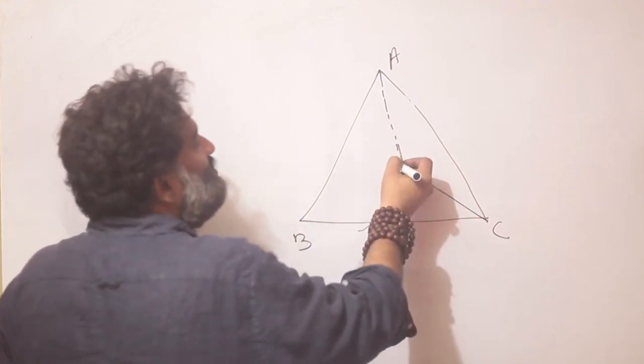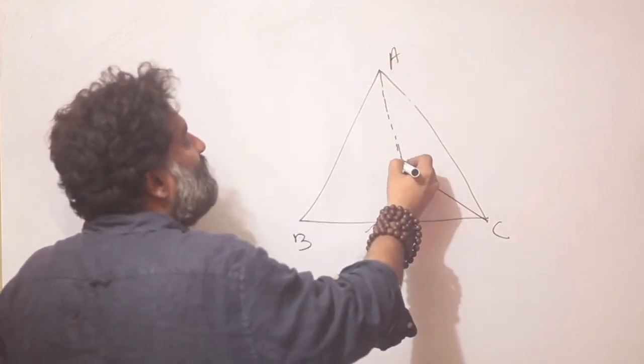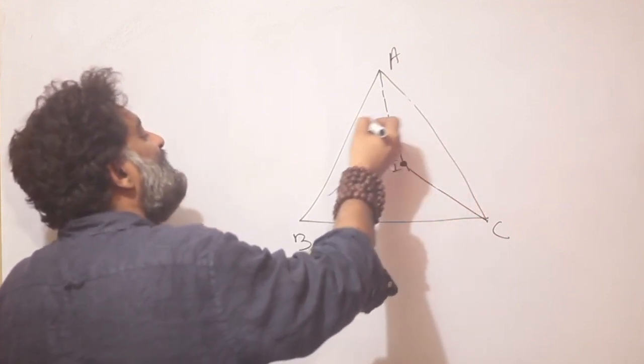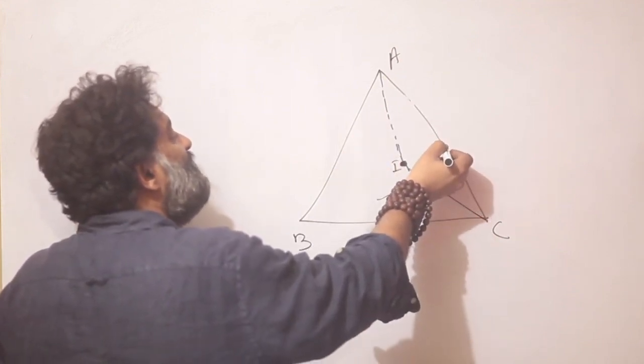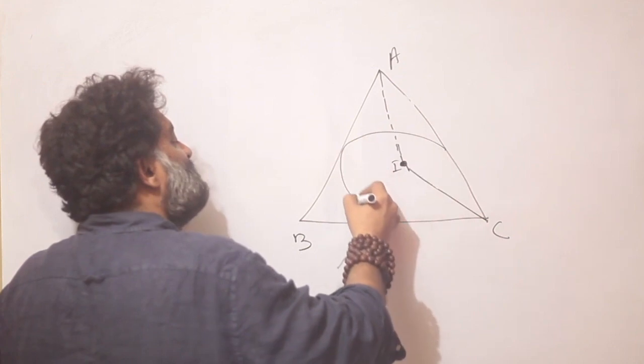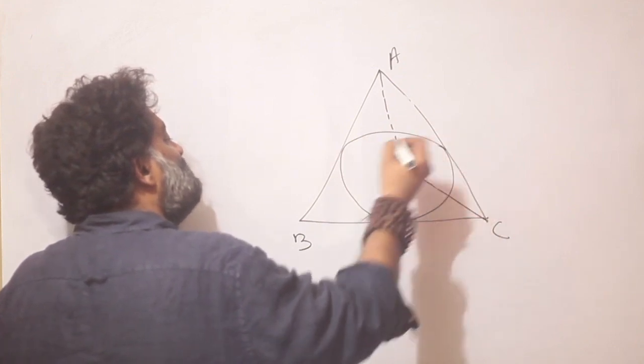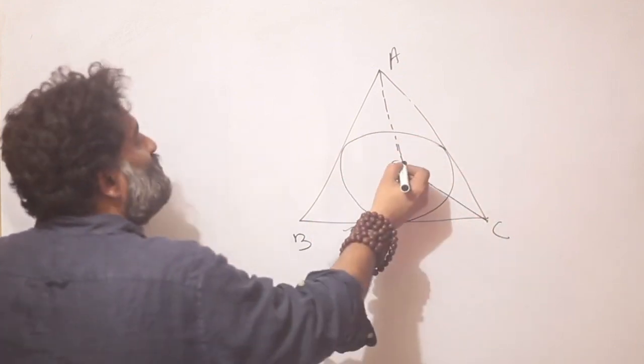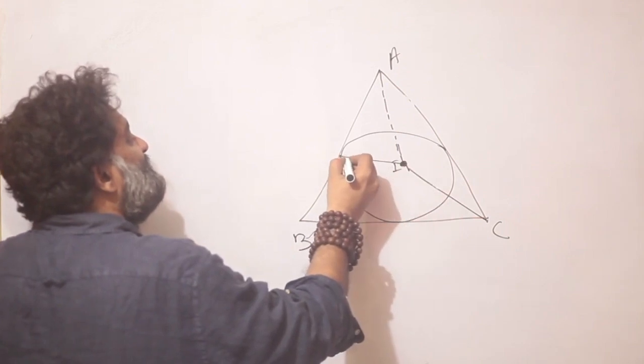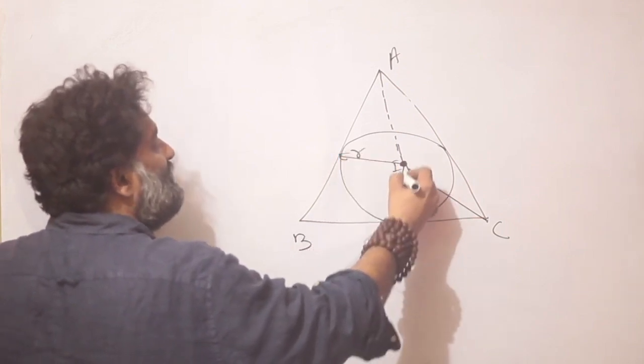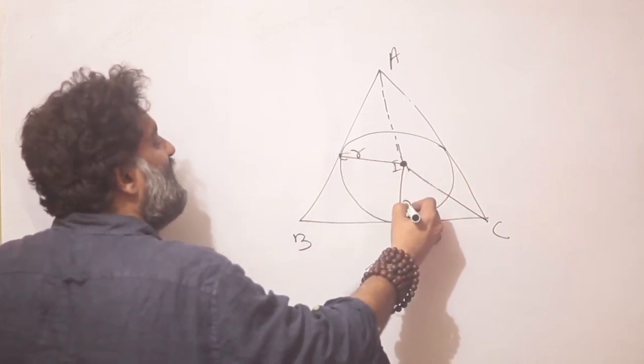So for that, I'll draw these two lines, and from this point I'll draw an incircle inside the triangle which is just touching all three sides. The radius is going to be r.